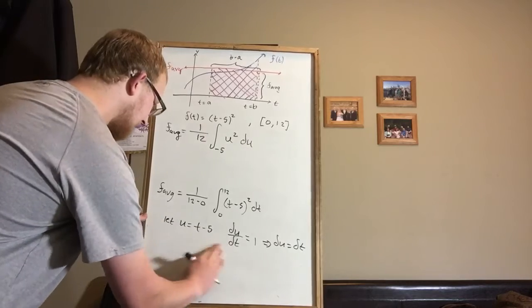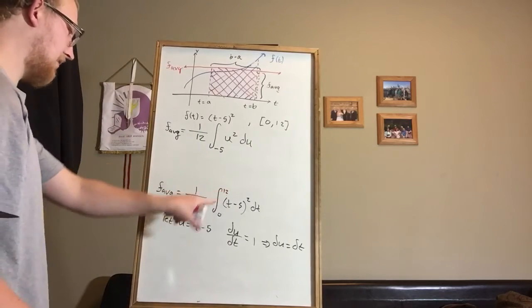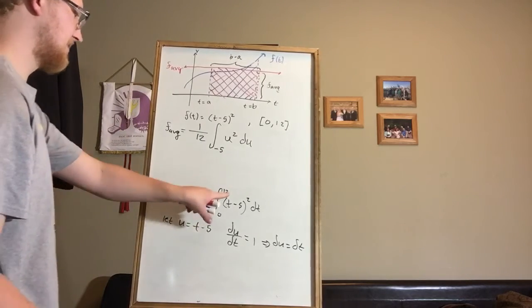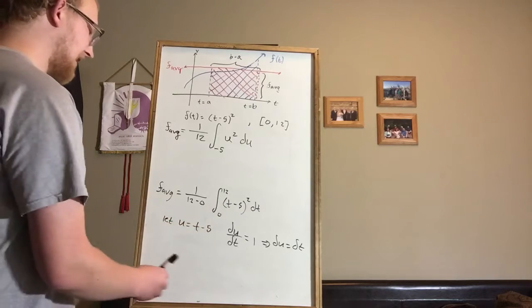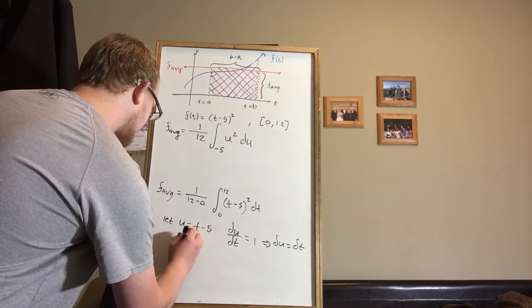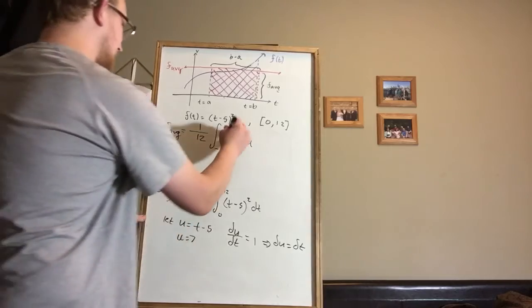So now we're going to plug in our upper bound, 12, for t, and figure out what u is. So we have 12 minus 5. I believe that's 7. So our upper bound is u equals 7.